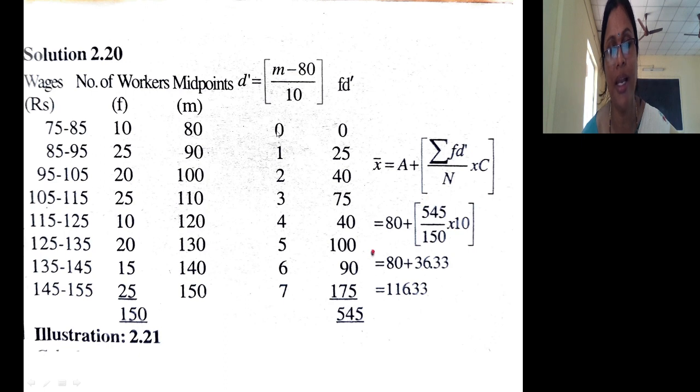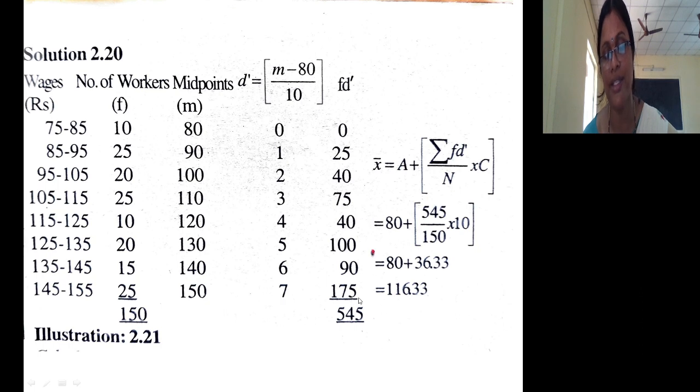80 minus 80 divided by 10 is 0. 90 minus 80 divided by 10 is 1. 100 minus 80 divided by 10 is 2. So like that I calculated d dash. Then I multiply d dash with f. The frequency I calculated from bottom to top, not from top to bottom. Try to understand. So 10 into 0, 25 into 1, 20 into 2, 25 into 3, like that 20, 25 into 7. So I arrived at f d dash.